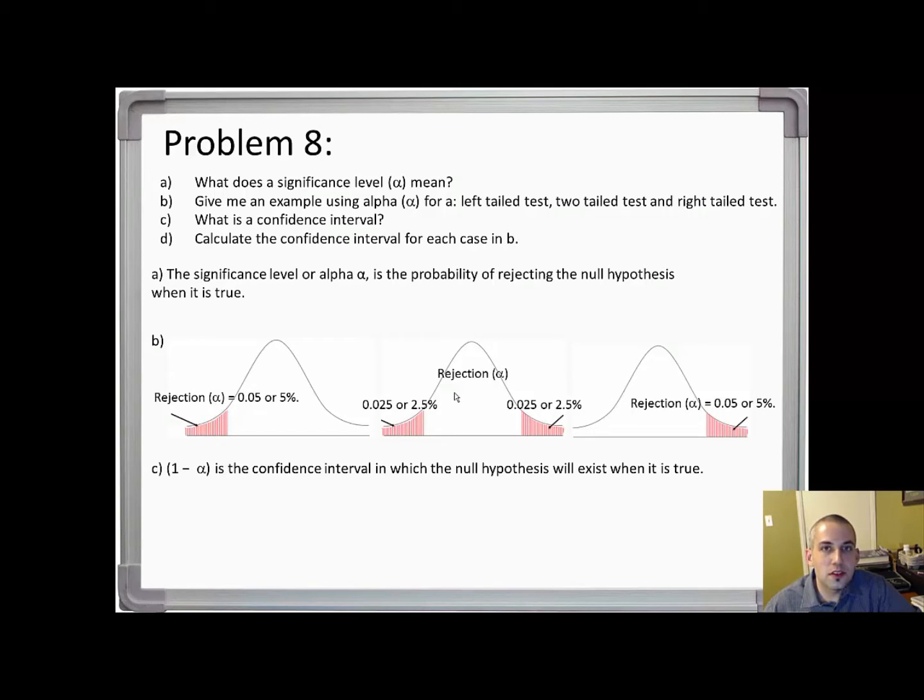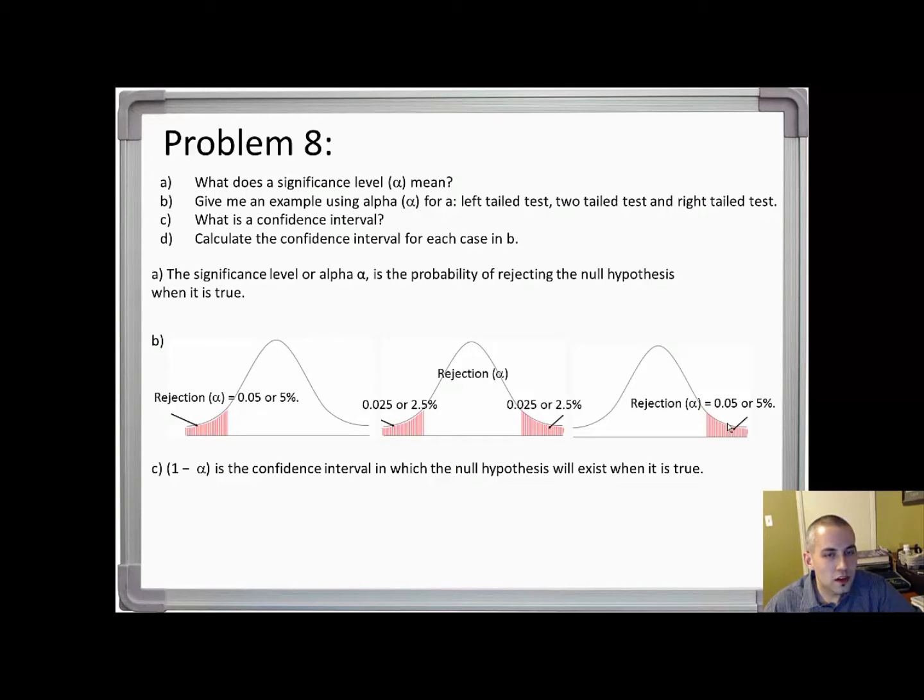Part C, so what is a confidence interval? Essentially, the confidence interval is 1 minus your alpha. What it's saying is that the confidence interval is the region in which the null hypothesis will exist when it is true. So it's the opposite of the alpha in this case. So if you're able to calculate a value, this is going to be your significance level, your alpha selected. That's going to be within this 5%. Essentially what you're doing is you're rejecting the null hypothesis.